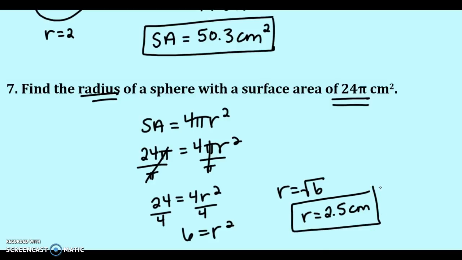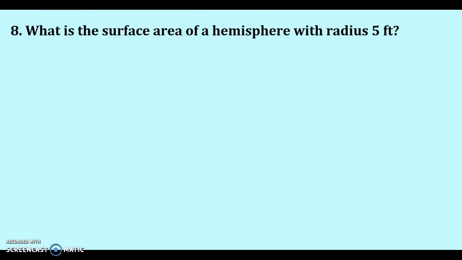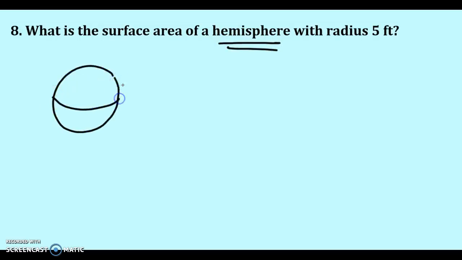The last example is kind of like what we did with volume. I want to find the surface area of a hemisphere, but we have to change it slightly. So what you're looking for is you essentially are cutting this sphere in half, and you're finding the surface area of just this half of it.